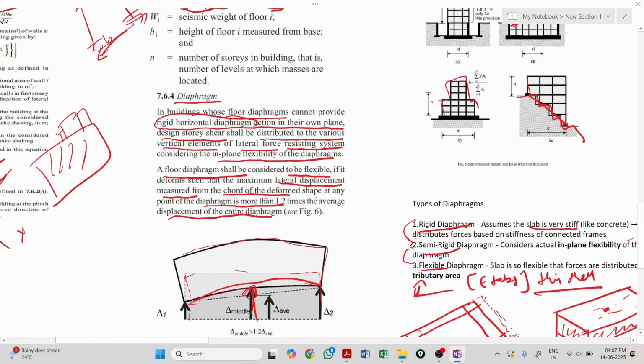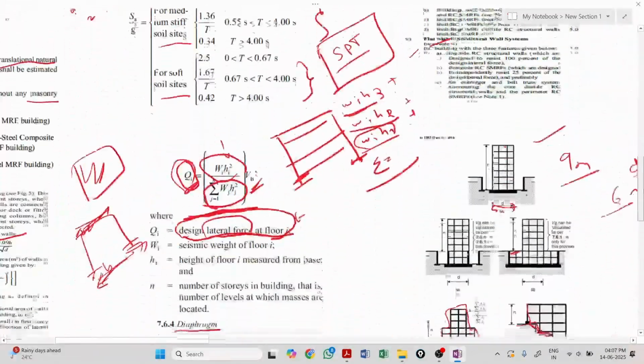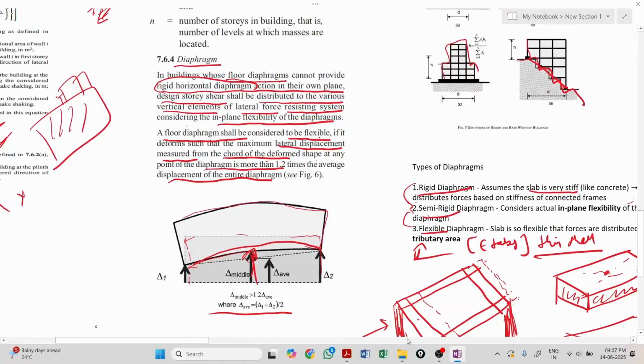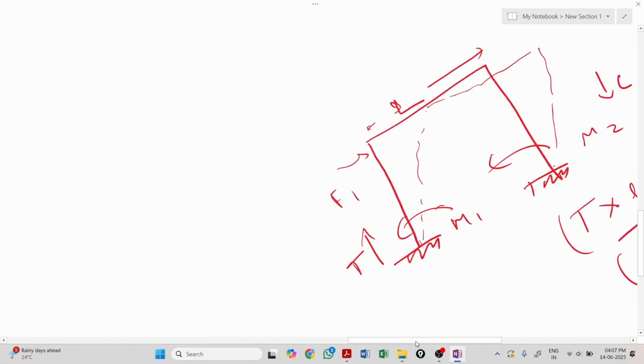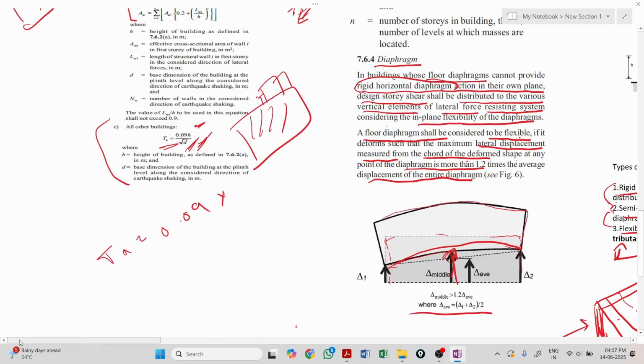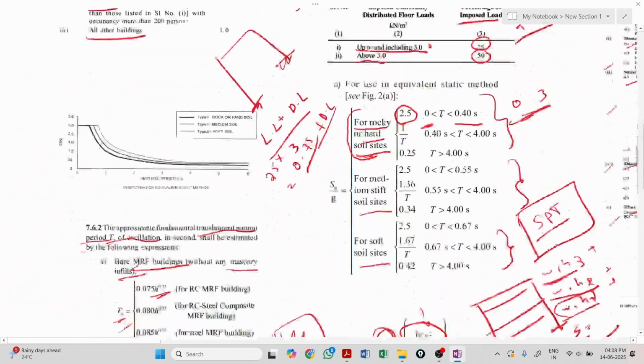Once you have understood all these terms, I think they have covered everything now. Once you have understood all these terms, you can easily design this in ETABS. In the upcoming classes, I'll be explaining how to design all these in ETABS, and it'll be quite easy for you once you understand this.